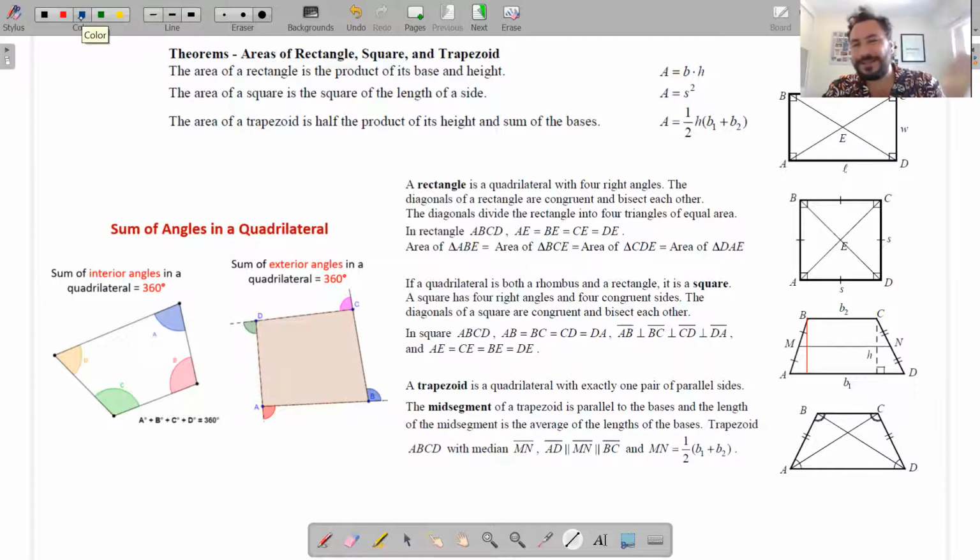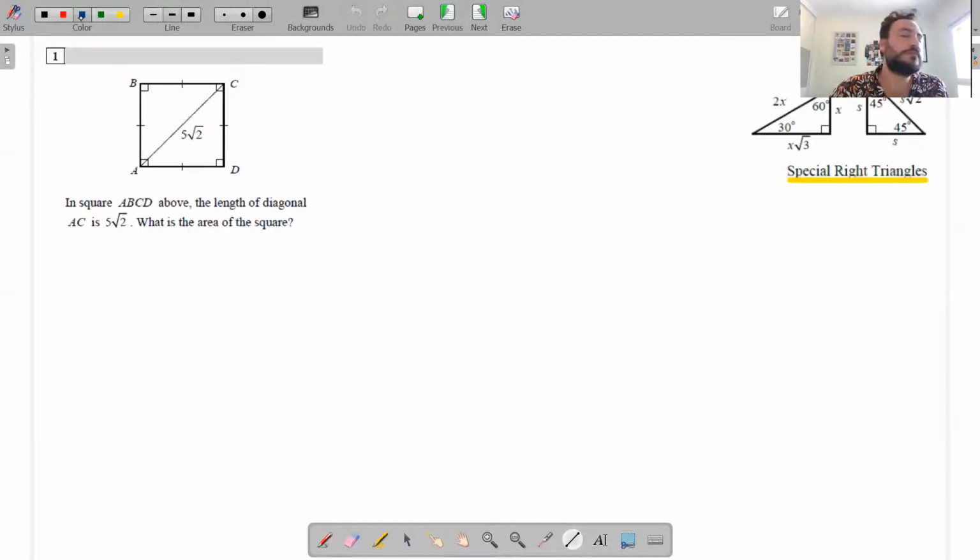Or there are also other methods to find the area or other information regarding a quadrilateral. For example, the question here says: in a square ABCD above, the length of a diagonal AC is 5 square root of 2. What is the area of the square? We want to find the area of the square, but we don't have the length of the side. But we have a lot of information regarding squares.